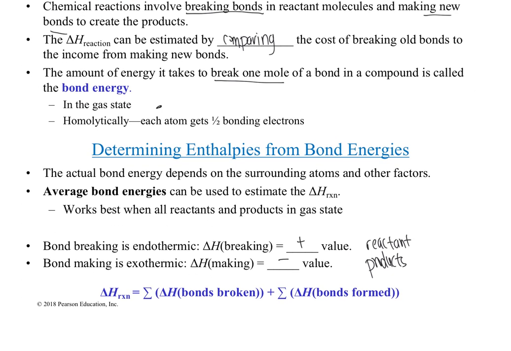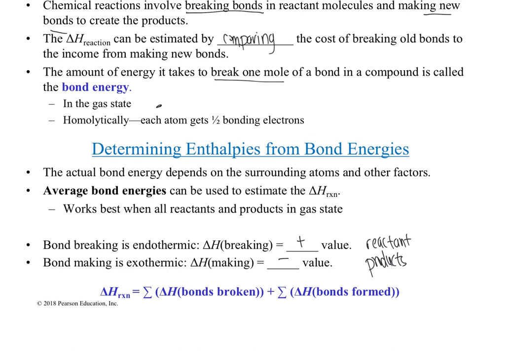So our overall reaction, for enthalpy of reaction, is the sum of all the bonds that we break, which will be a positive value, added to the sum of all the bonds that are formed, which will be a negative. So you have a positive plus a negative number.